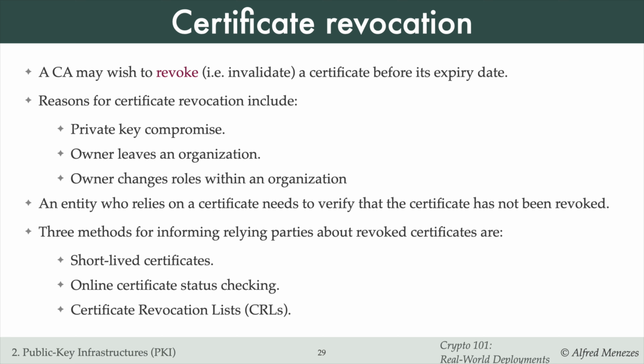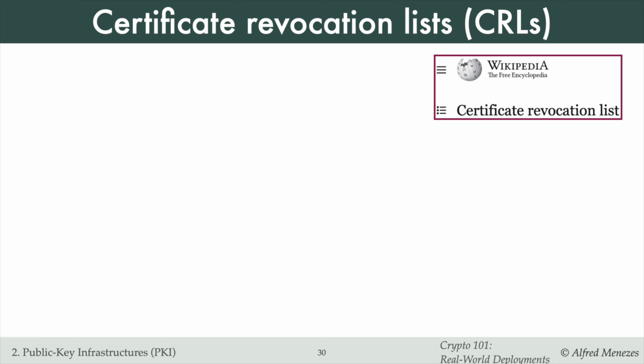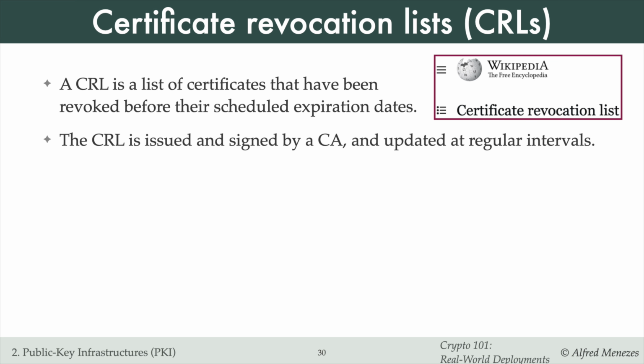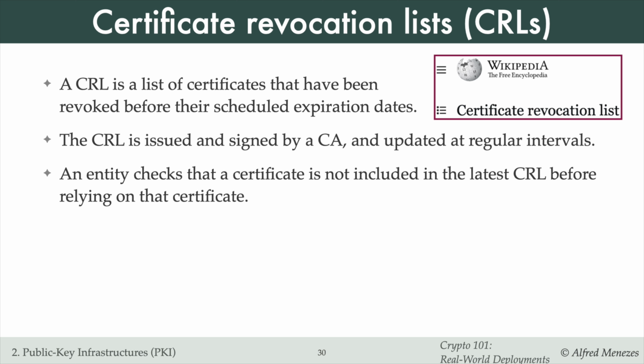Third, certificate revocation lists, CRLs, can be used. This is the most widely adopted method for certificate revocation. The concept of a CRL is fairly simple. A certificate revocation list is a list of certificates that have been revoked before their scheduled expiration dates. The CRL is issued and signed by a CA and updated at regular intervals. Before relying on a certificate, an entity should check that the certificate is not listed in the latest CRL.